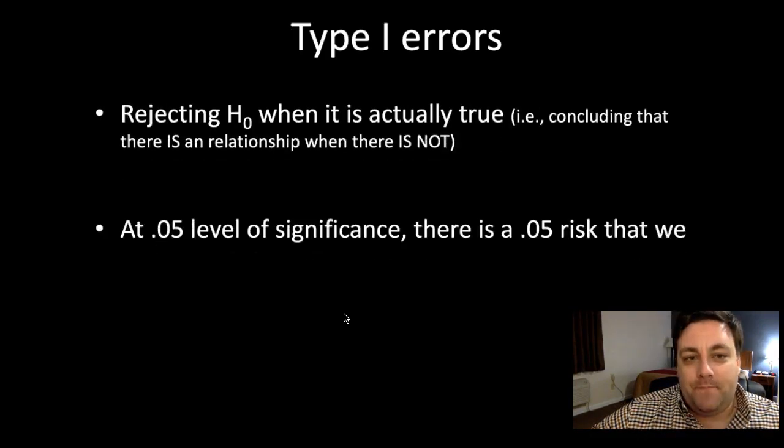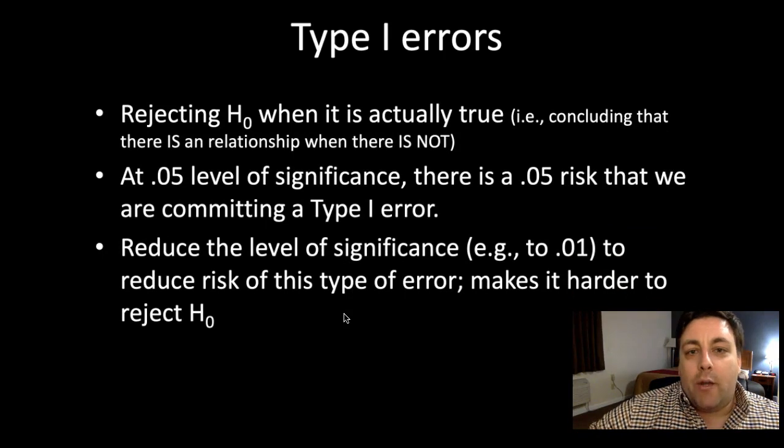A type 1 error happens when we reject the null hypothesis when the null hypothesis is actually true, which is to say we conclude that there is a relationship between two variables when in actuality there is no relationship between those two variables. So when we set the alpha level at 0.05, we're essentially saying that there's a 5% risk that we're committing a type 1 error.